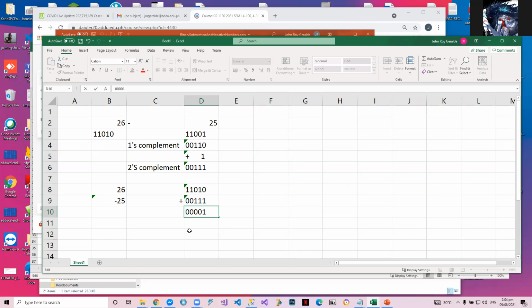The final carry of 1 can be used to indicate that the result is positive, no? If it's 0, the result is negative. So, in this case, what's the result? 26 minus 25 is 00001. Do you follow? So we are doing addition, but we get the result of 1. Is that correct? Okay, any questions?